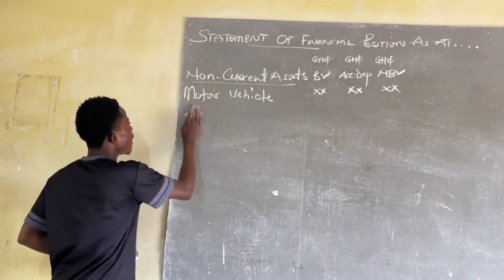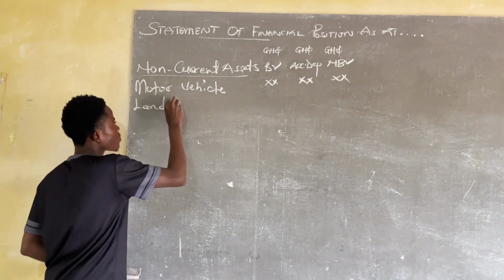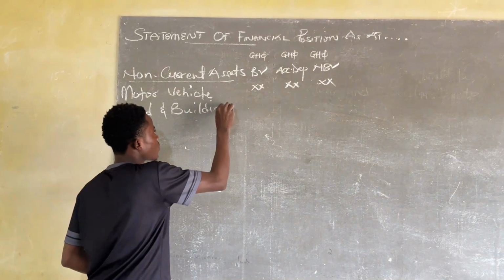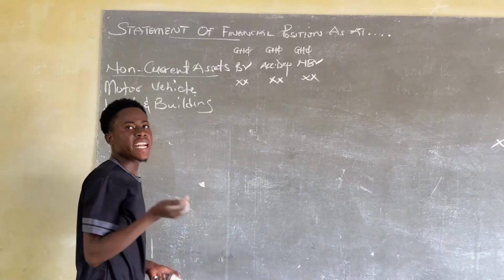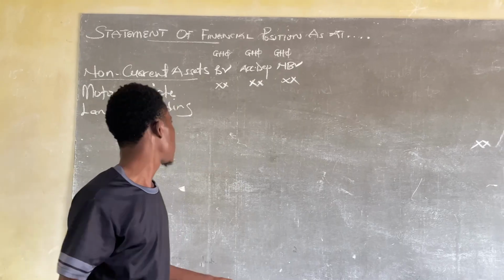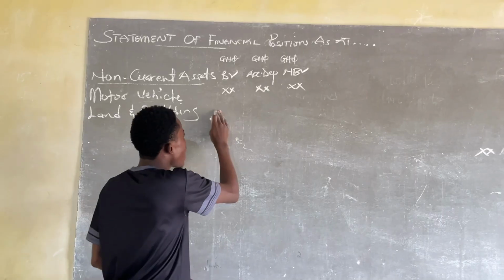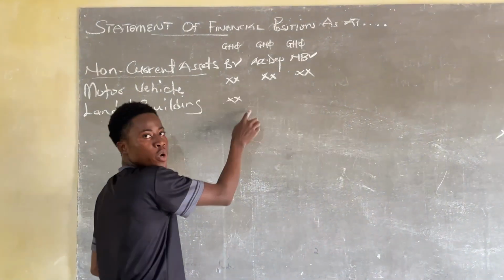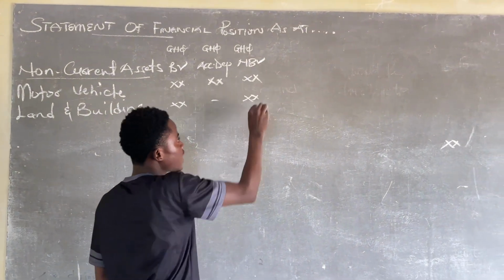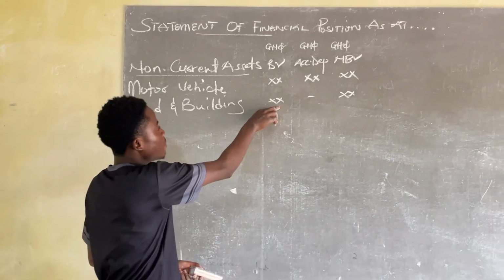Also, let's say we were given land and building. But the building has not been disposed of, or has not been sold. So there will be no depreciation calculated on this building. The amount given, or used to acquire the building, is the same amount that we write under the net book value, because there is no depreciation being calculated on the building.